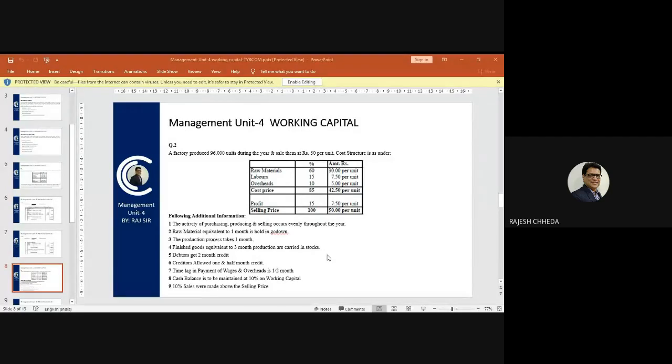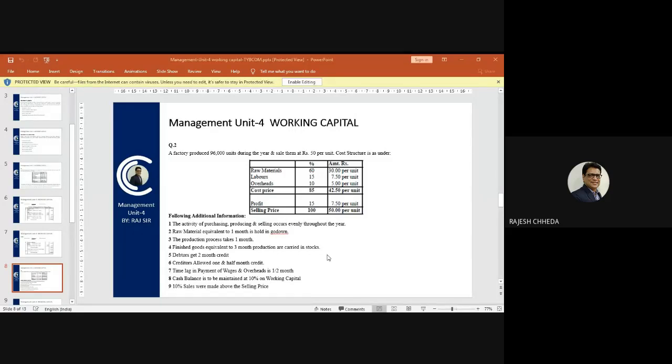So we have calculated current assets in the form of raw material stock, WIP stock, finished goods stock, and debtors. Now, another piece of information says creditors allowed 1.5 months credit. So this will be my current liability. I will calculate creditors like this.